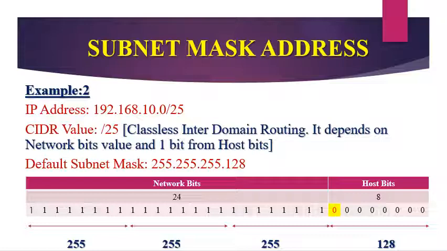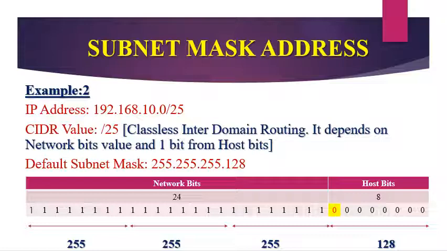In that format, I have marked it in yellow color. So we have to borrow one bit from the host bits. The network bit is always represented as 1, and the host bit is always represented as 0. What does that yellow mark indicate? We have to borrow one bit from the host bits, because we already have 24 bits, but the CIDR value is 25, so we should borrow from the host bits. Now based on this, we have to find out the subnet mask.